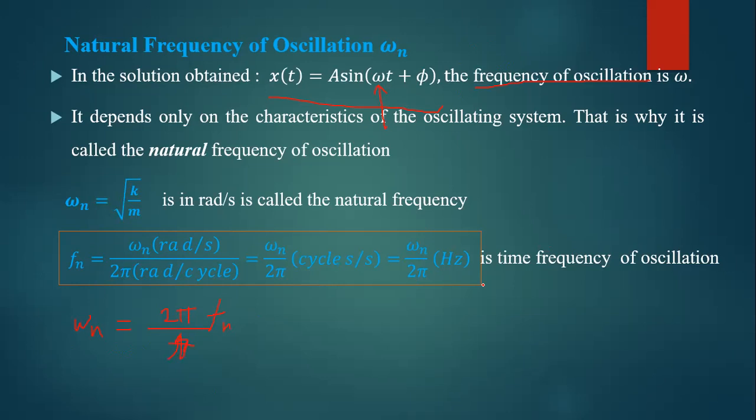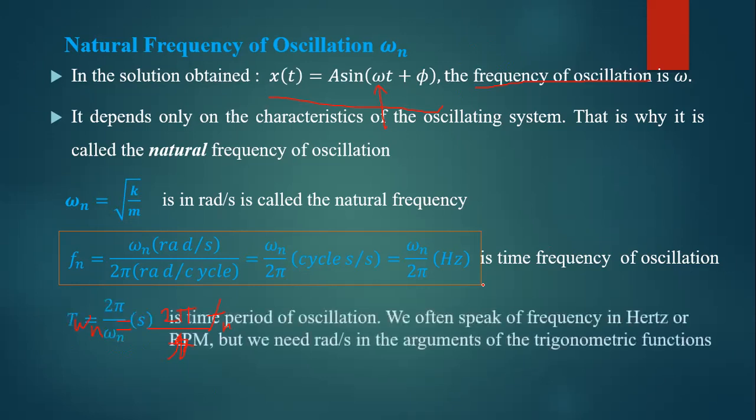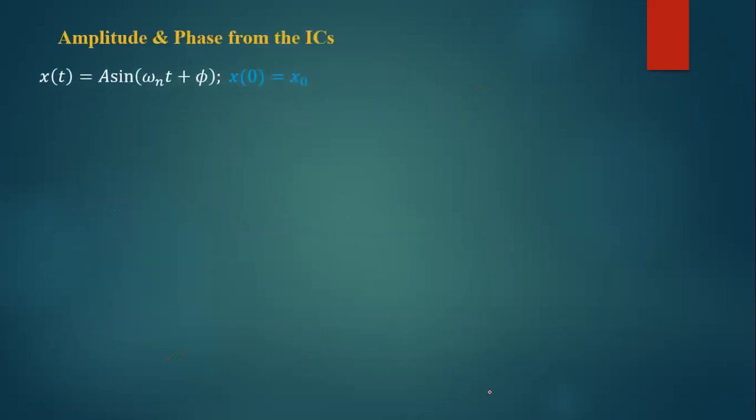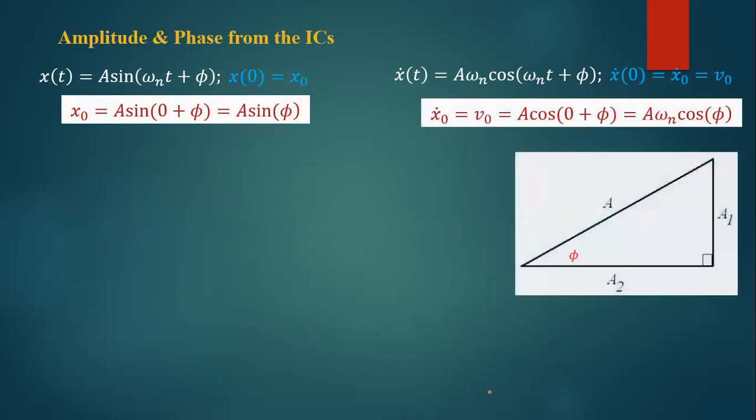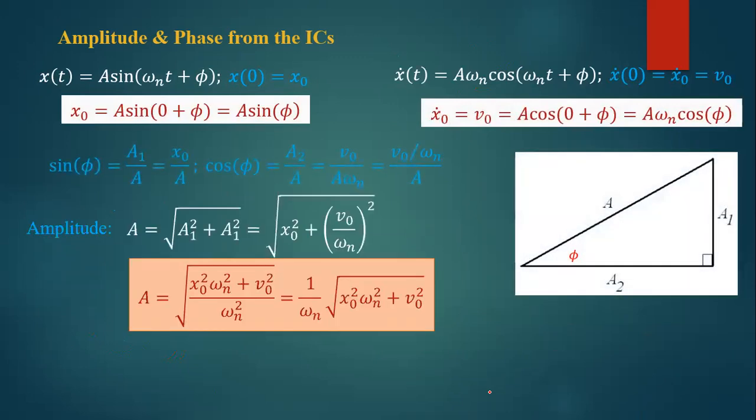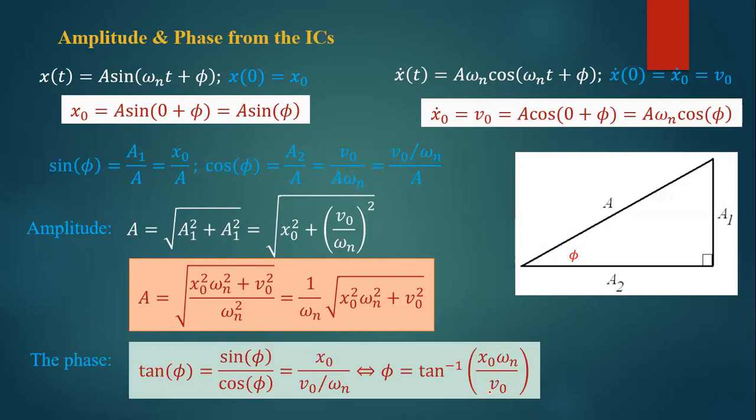Sometimes we analyze the system in the time domain, and sometimes in the frequency domain. The time period is equal to 2 pi over omega n. That is the oscillation period, T equal to 2 pi over omega n, in seconds. Amplitude and phase are here. We can represent the same thing we have discussed; all are here.